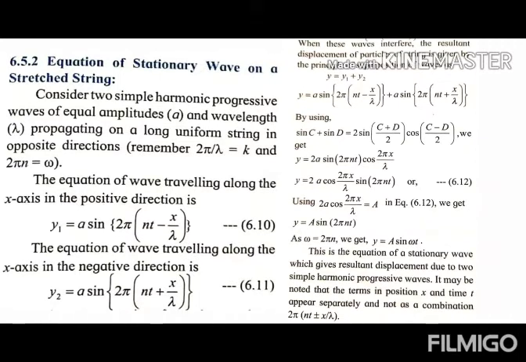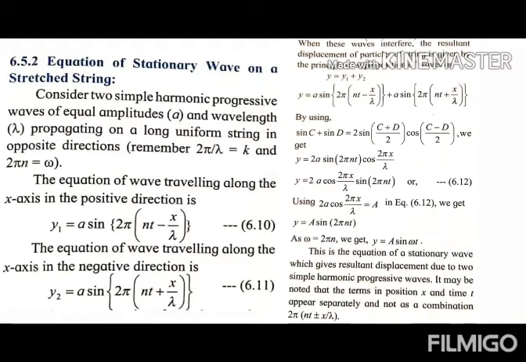We are starting with the derivation of stationary wave on a straight string. As we know, when two identical waves traveling along the same path but in opposite directions interfere with each other, the resultant wave is called a stationary wave. Now, consider two simple harmonic progressive waves of equal amplitude a and wavelength lambda propagating on a long, uniform, straight string in opposite directions.